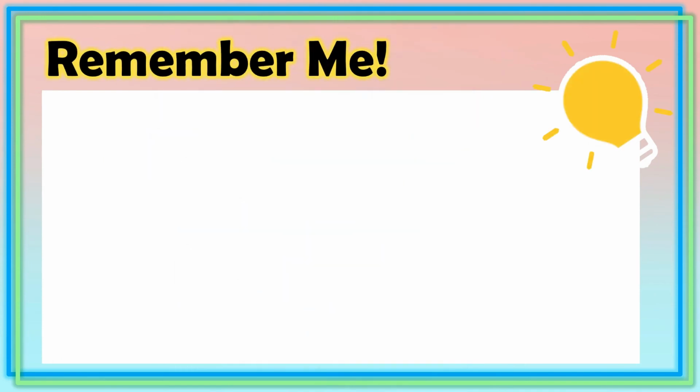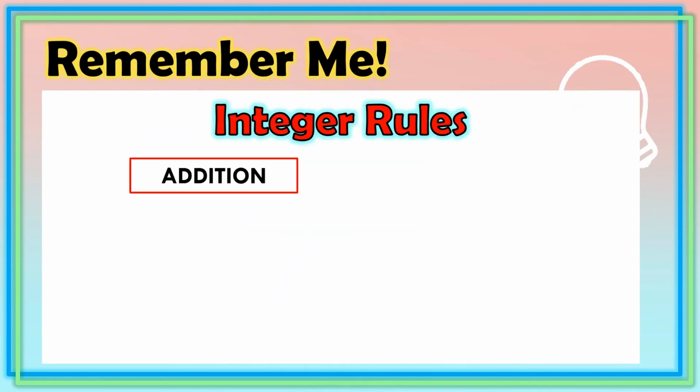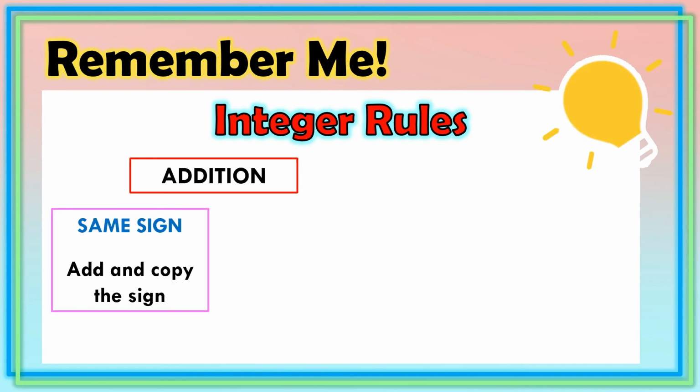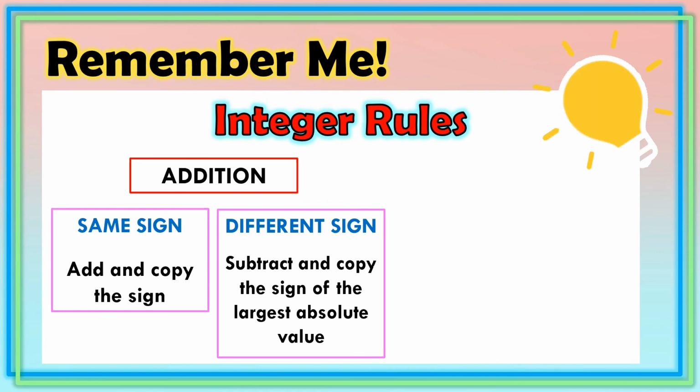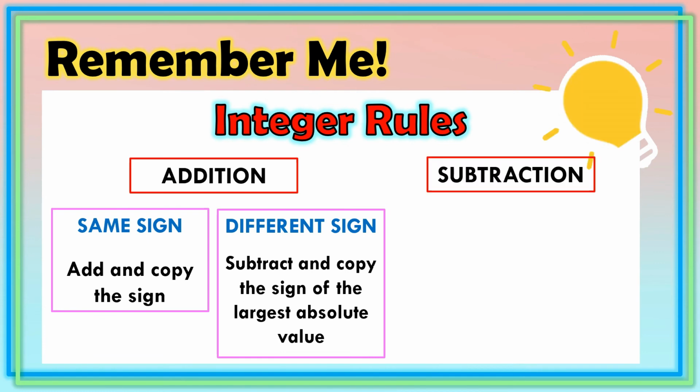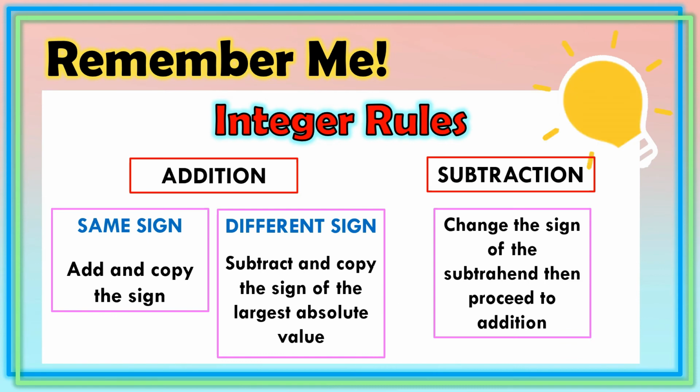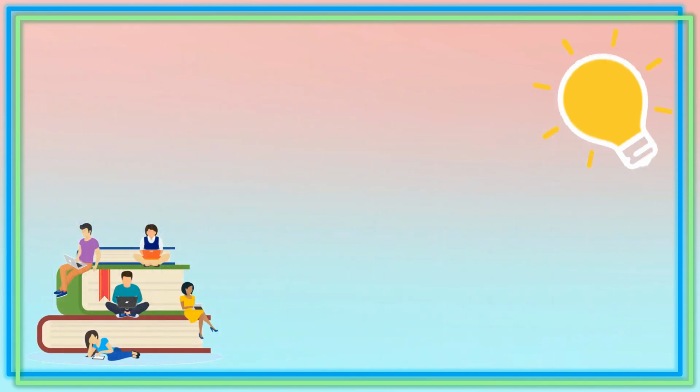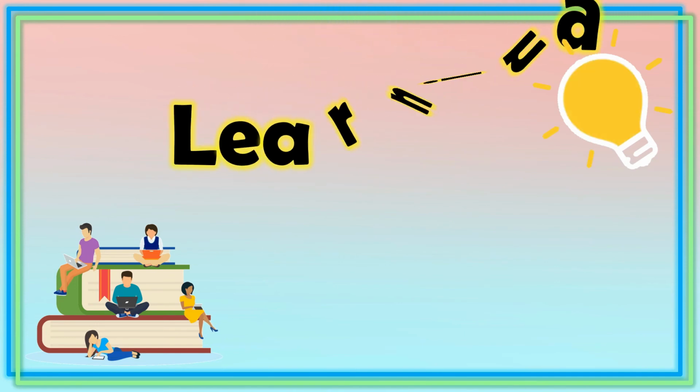To sum it up, let's remember the integers rule. In addition of integers, kapag ang dalawang integers ay parehas ng sign, i-add lang natin ito at kokopyahin kung ano yung common sign. Kung mag-iba naman ang sign, we need to subtract the integers and copy the sign of the largest absolute value. When it comes to subtraction, kailangan natin i-change ang sign ng subtrahend and proceed to addition of integers. Yan, natapos na tayo. Learning task 2 na.